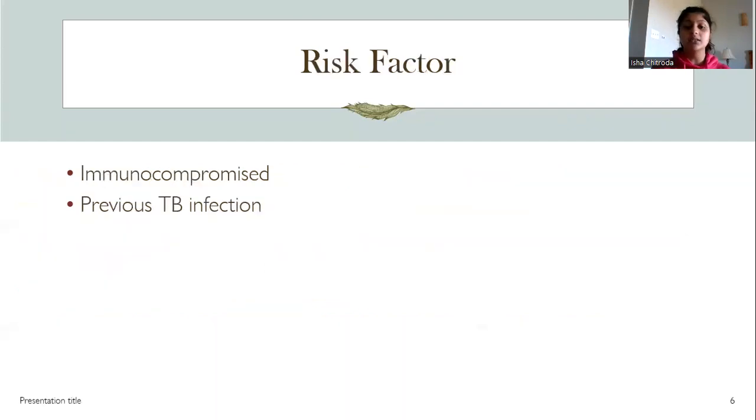So the risk factors are immunocompromised patients, basically people who have diabetes mellitus, or they can be AIDS or HIV patients, or they can be previously TB infected people. So people who have had primary tuberculosis before, or they've been infected, but the bacteria had been lying dormant until now.